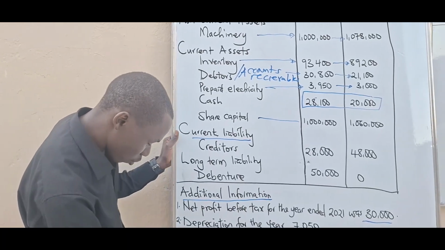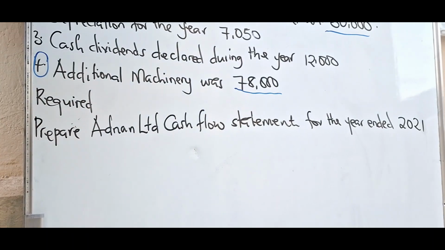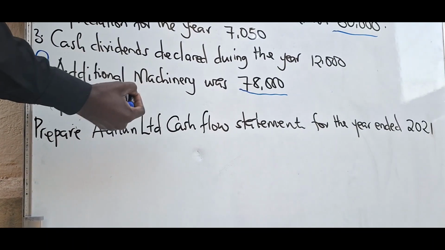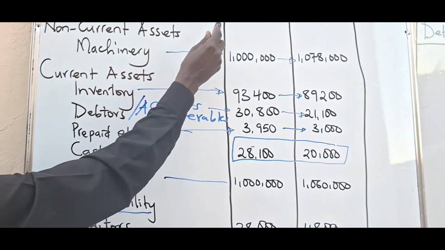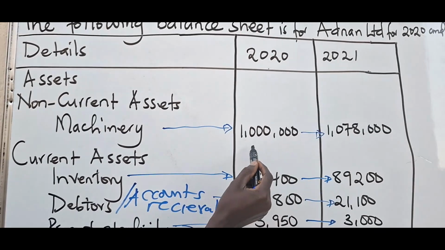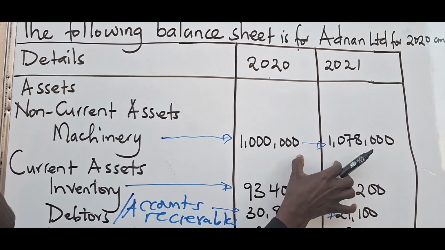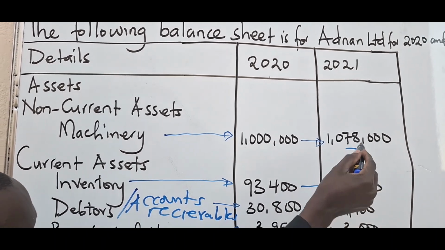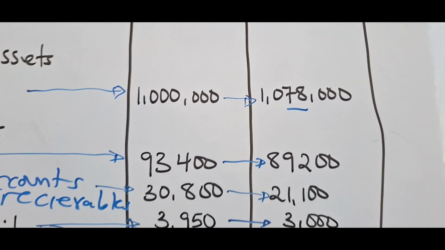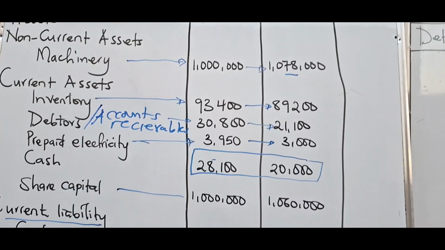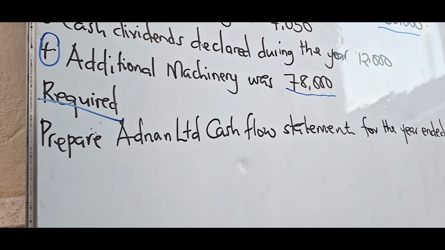Then we have cash dividends declared during the year and additional machinery. When you look at note 4, they are saying additional machinery was 78. Let's go back to the balance sheet to prove whether it's true. Machinery in 2020 was 1 million. Going to 2021, it increased to 78, meaning they bought more machinery worth 78. It is here, and even under additional information. Required: they are required to prepare a cash flow statement for the year ended 2021.